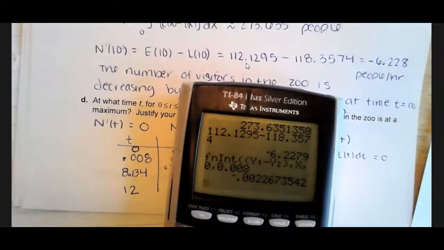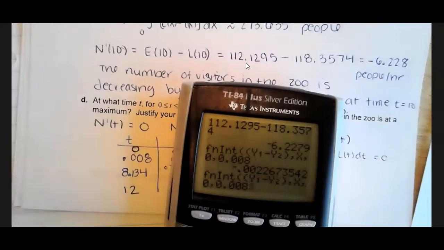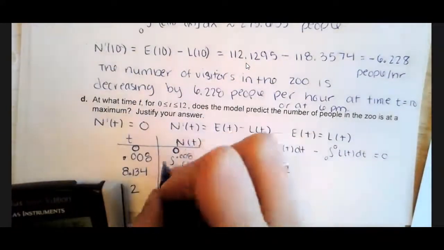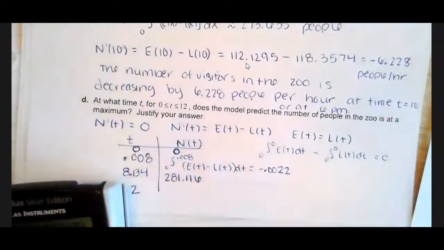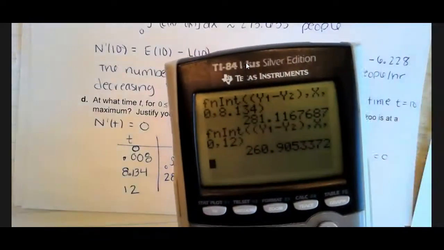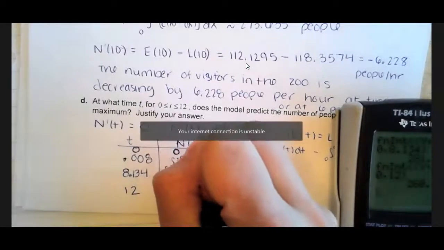And then we're going to take that same thing, our same values, and change our bounds to be 0 to 8.134. And I get 281.11. And then we're also going to take that same thing and look at it at hour 12. And we get 260.905.